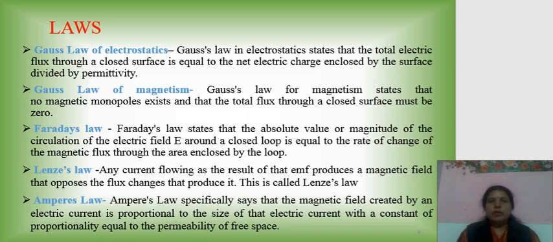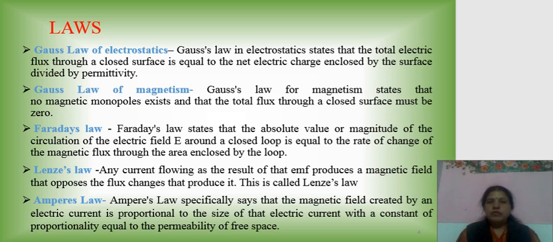Which laws were used by Maxwell? First, Gauss law of electrostatics. Gauss law of electrostatics states that the total electric flux through a closed surface is equal to the net electric charge enclosed by the surface divided by permittivity. This is Gauss law. You know this. Gauss law for magnetism, what does it tell? Gauss law for magnetism states that no magnetic monopoles exist and that the total flux through a closed surface must be equal to 0.